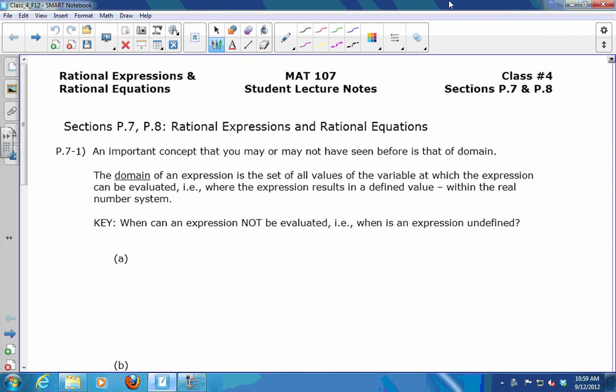All right, so moving on to sections P7 and P8. This is rational expressions and rational equations. So the first important concept we're going to talk about is called domain. You may or may not have heard of it before.